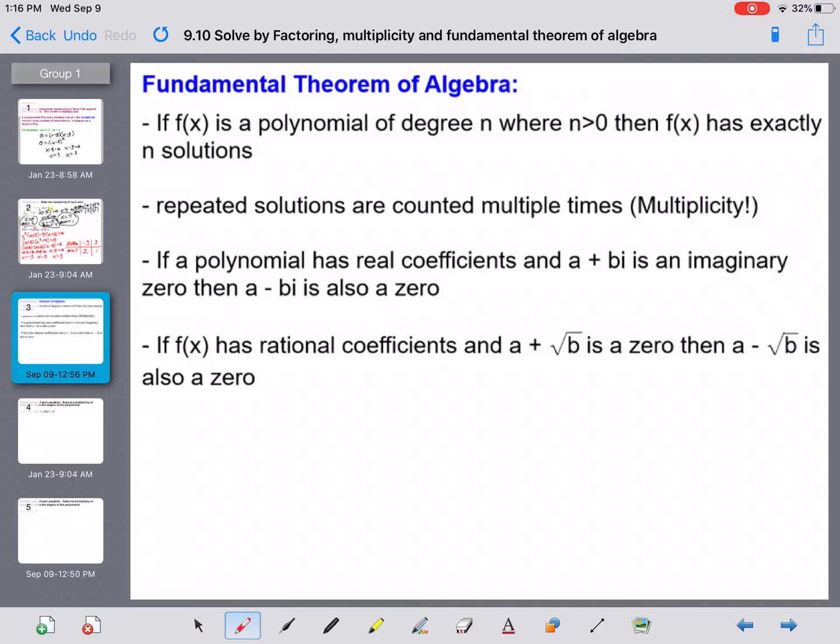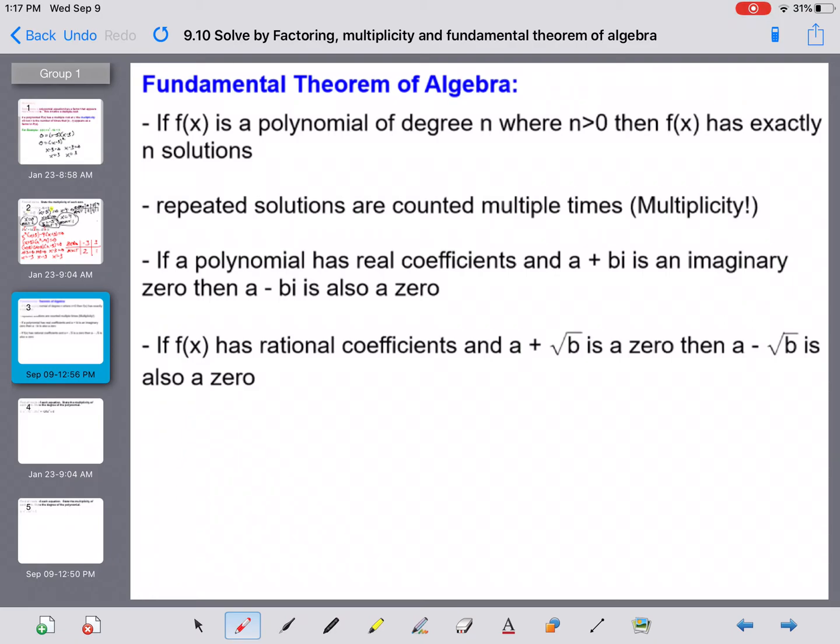But the main idea that we're taking away is the first two pieces for today. So if we have a degree n, then we're going to have exactly n solutions. So a third degree polynomial will have 3 solutions. We could have repeated solutions, but we're still going to have 3 solutions, and that's what the multiplicity says in the second part.